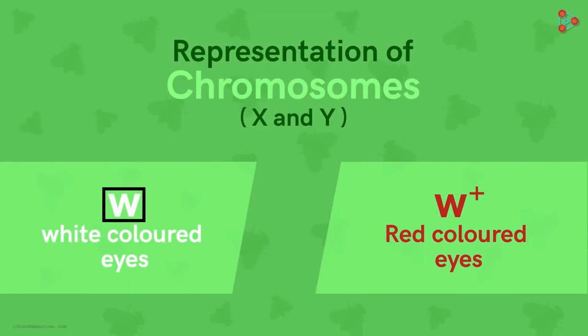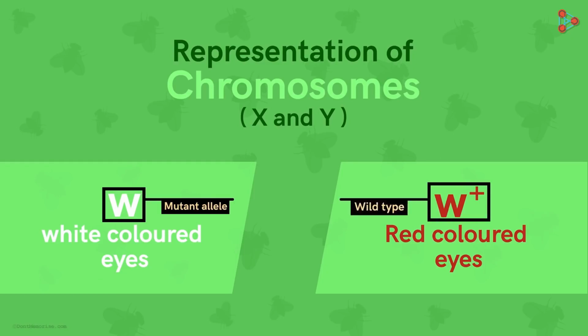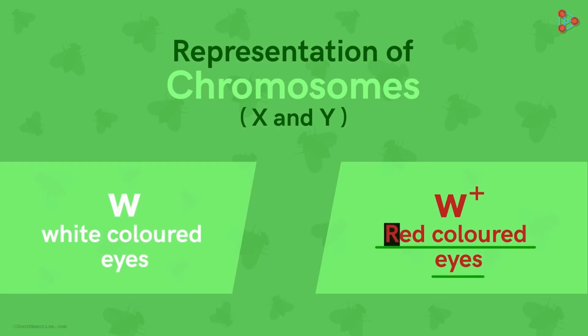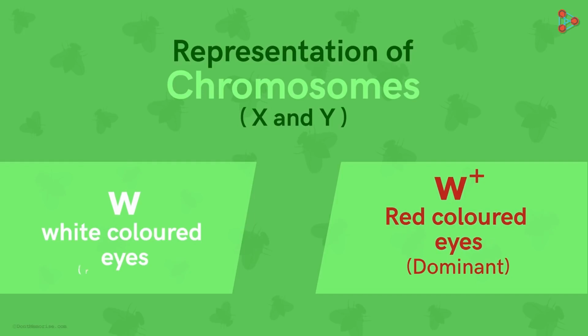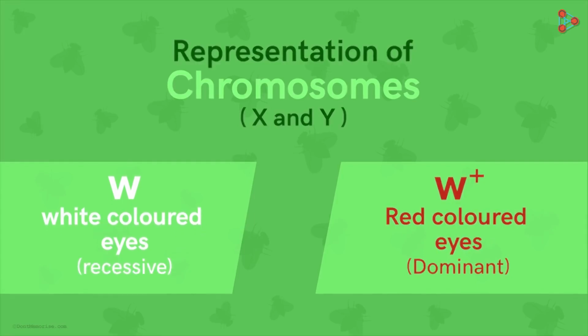The first letter of the mutant type is used for denoting the alleles. Hence, we use the letter w for representing the mutant allele for white eyes. We simply add the plus sign to it to denote the wild type. So instead of using the letter R for red eye color, we use w+. Also, we need to know that the wild type, which is the red-eyed trait, is dominant over the mutant type, which is the white-eye trait.